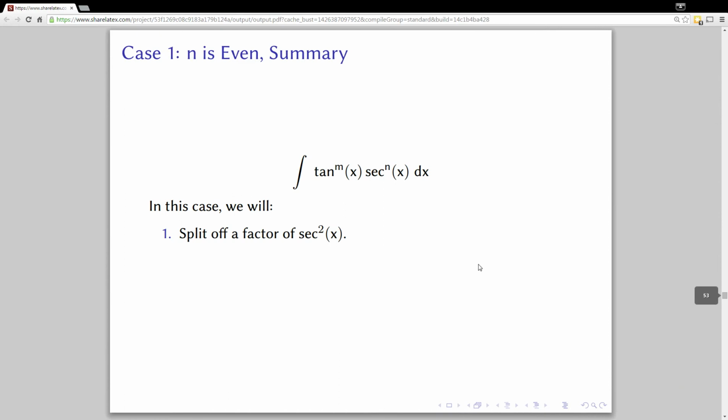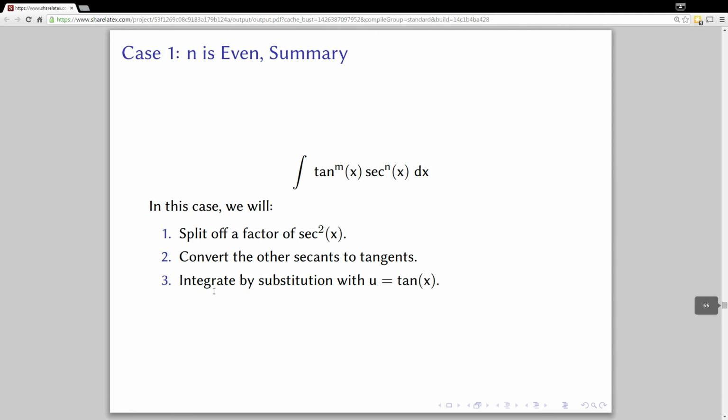So anytime you have that situation where n is even, what you're going to do is split off a factor of secant squared, and then you're going to use the Pythagorean identity for secant and tangent to convert all the other secants to tangent. Not the one you pulled off, but every other one will need to get switched over to powers of tangents, and then it's just a straight up integration by substitution with u equaling tan x, and it should fall right out. So that's it for case 1. In the next video, we'll talk about case 2.